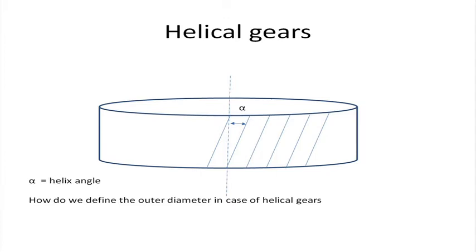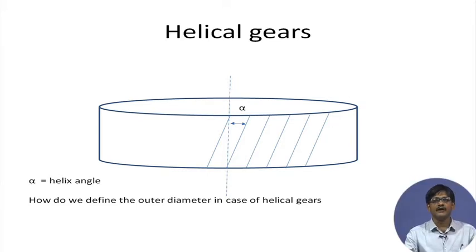So, we have drawn the central axis as a dot and dash line, and the teeth are inclined at a particular angle alpha, which we are calling the helix angle. Now, you will notice that the helix angle of screw threads and the helix angle of helical gears are complementary. Let it please be noted that this is the helix angle of helical gears. Let me draw a figure and show you.